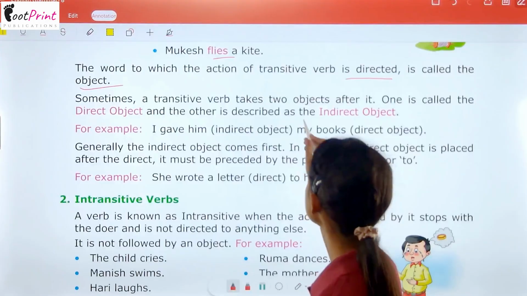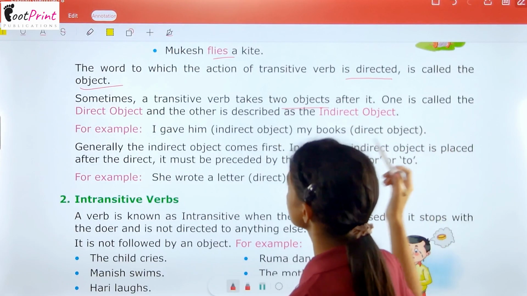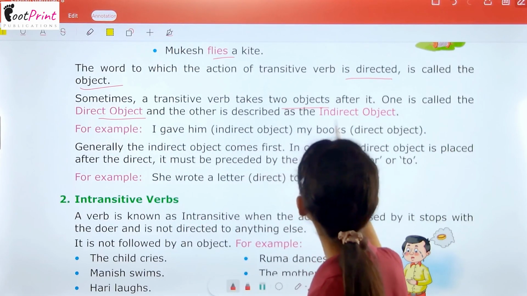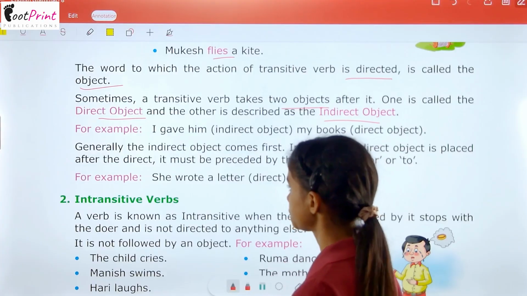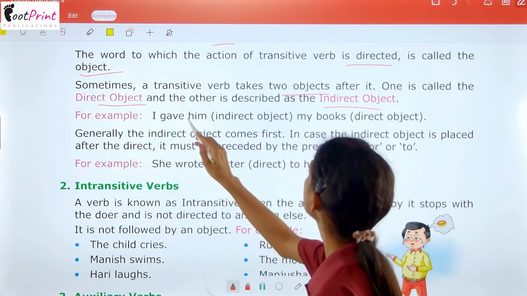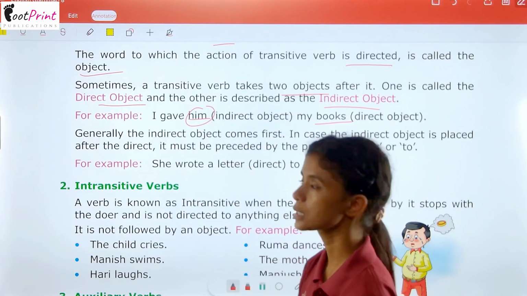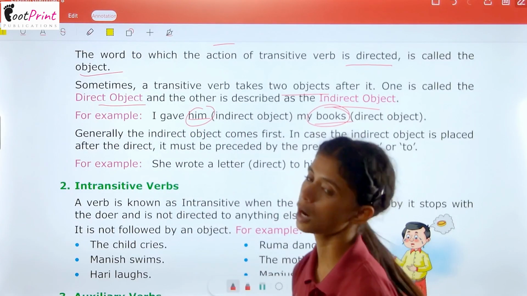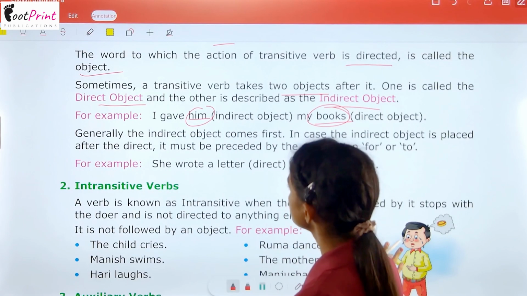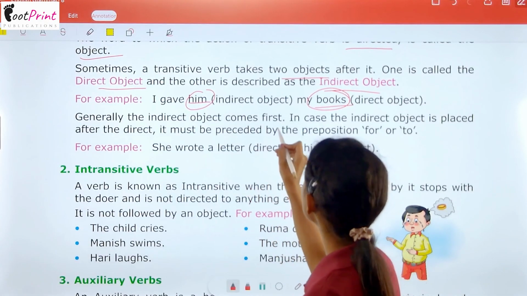Sometimes the transitive verb takes 2 objects after it. One is called the direct object and another is called the indirect object. For example, I gave him my books. So him is the indirect object and my books are the direct object. Generally, the indirect object comes first.